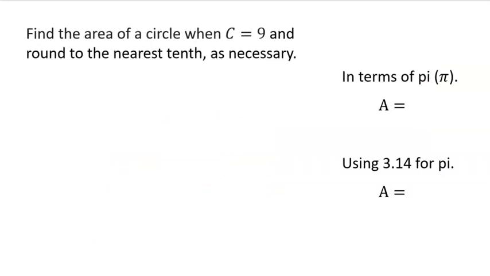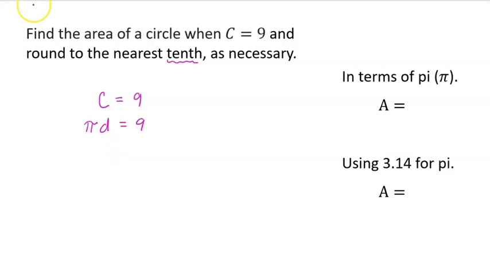Looking at this question, it says find the area of a circle when the circumference is 9 and round to the nearest tenth. And so we're going to start out with our circumference is equal to 9, and then we need to think about, okay, so what does the circumference mean? The circumference is going to be the same as pi times diameter equals 9. And then I find the diameter to be 9 divided by pi.